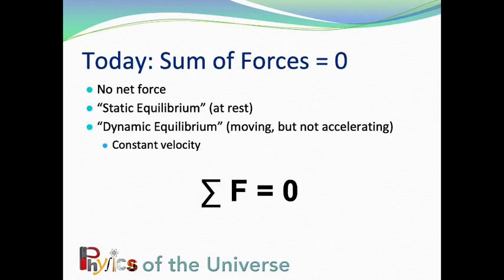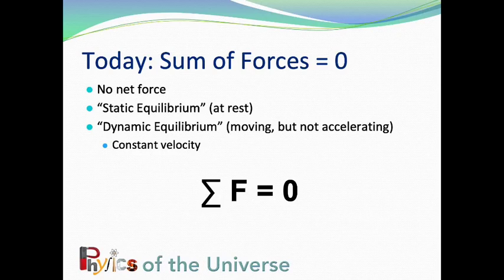So today we're going to talk about what happens when you add up all the forces and the sum of the forces is 0. We say that's no net force, and we call that situation static equilibrium. Static meaning not moving, equilibrium meaning balanced. But we could also have what we call dynamic equilibrium. Dynamic, think of dynamic as something that is moving. But something that's moving but equilibrium means it's not accelerating.